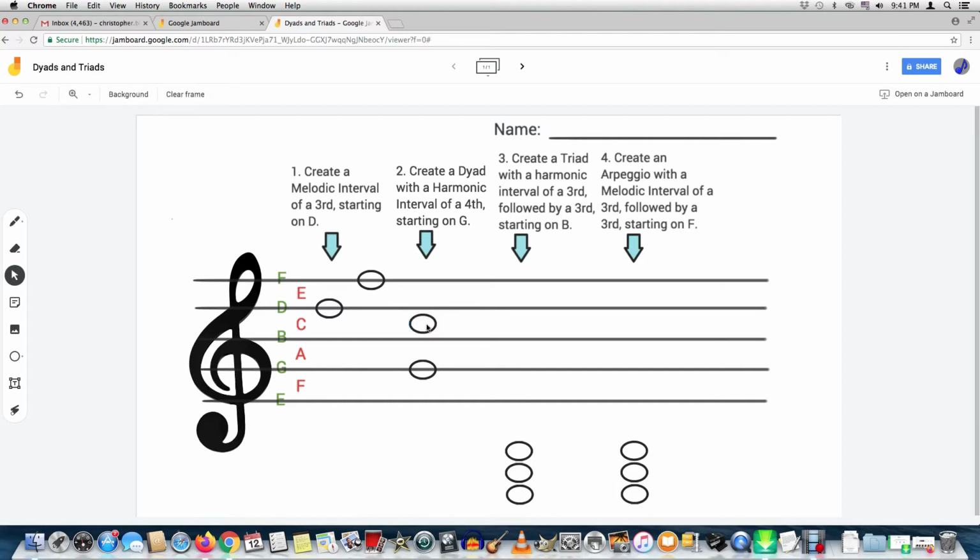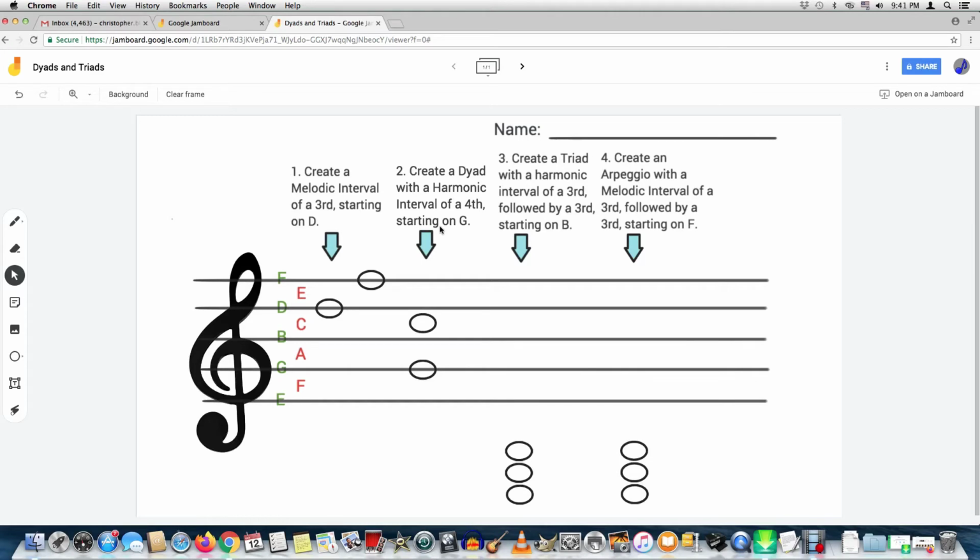Notice how this note is directly on top of G. It's not over here. It's not over there. It's right on top of him. That's what makes this a harmonic interval of a fourth. Okay? And because you're playing 2 notes at the same time, it's also called a dyad.